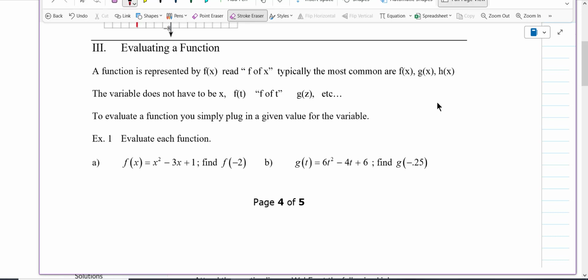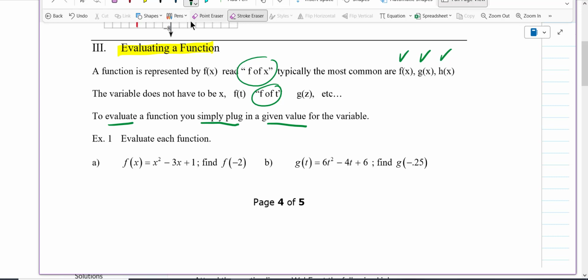The next thing we're going to look at is evaluating a function. You may have done this in your background. I don't know, it just depends on what you've studied. Typically we write a function like this: f(x), g(x), h(x), and we say f of x. If you had f(t), you would say f of t and so forth. That f stands for a function. We usually use f, g, and h to represent functions. We can use any letter we want, but those are the most common. If you evaluate a function, all you really do is plug in that given value for the variable.